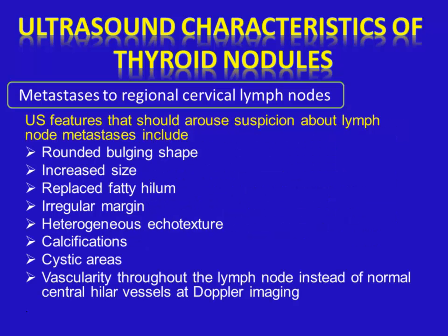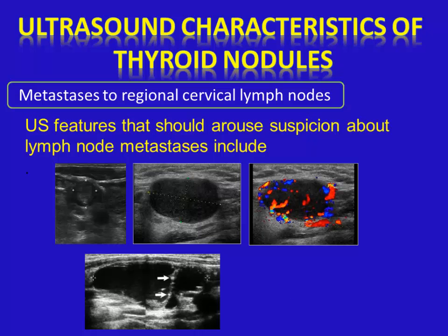The features we are looking at in a lymph node: the round shape, the increase in the size, the replacement of the fatty hilum, irregularity of the margin, heterogeneity of the echotexture in the form of calcification or cystic changes, and increased vascularity through the lymph node instead of just increase at the central hilar vessels on color Doppler examination. Here are some examples: rounded lymph node, loss of the hilar fat, increased vascularity, and multiple cystic changes. All these are suspicious.